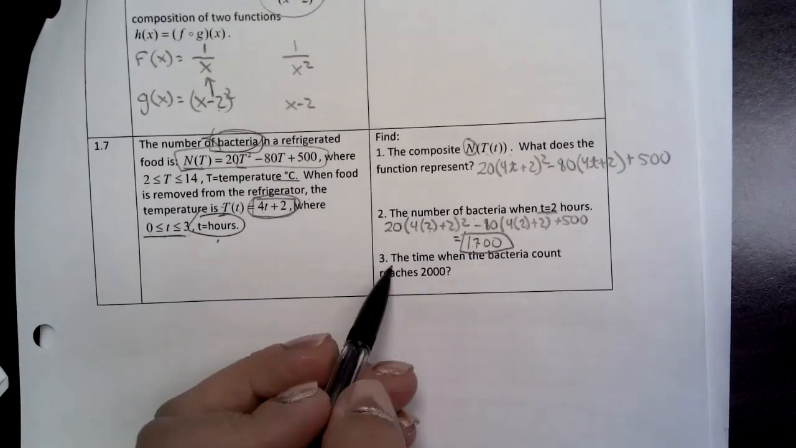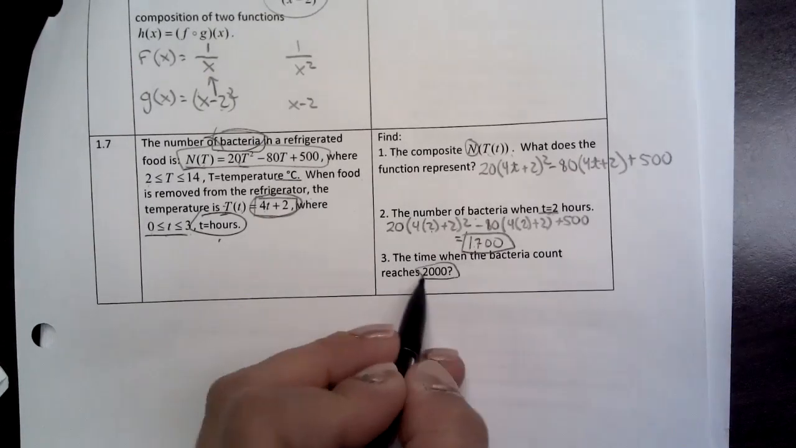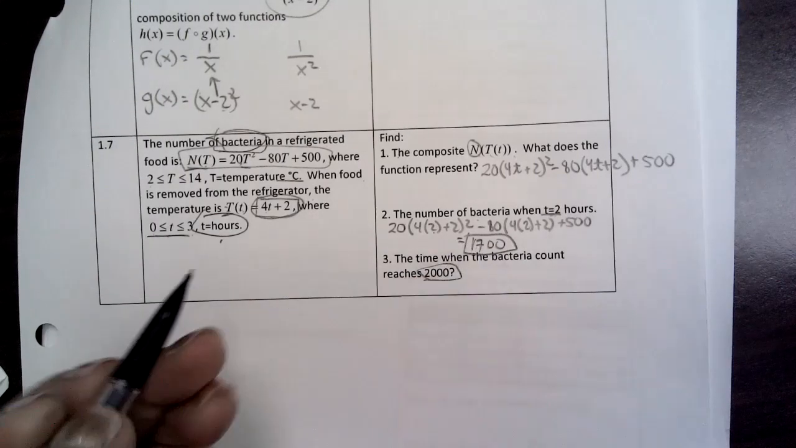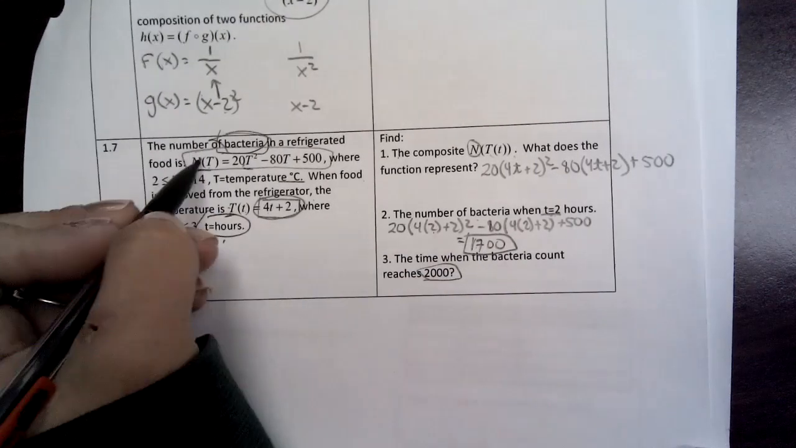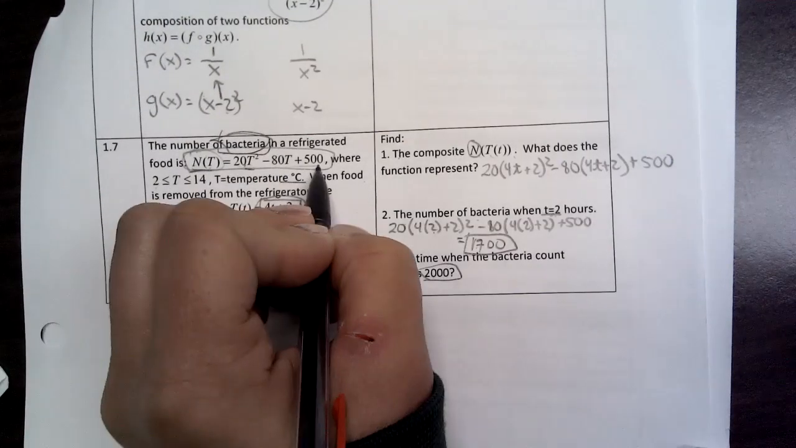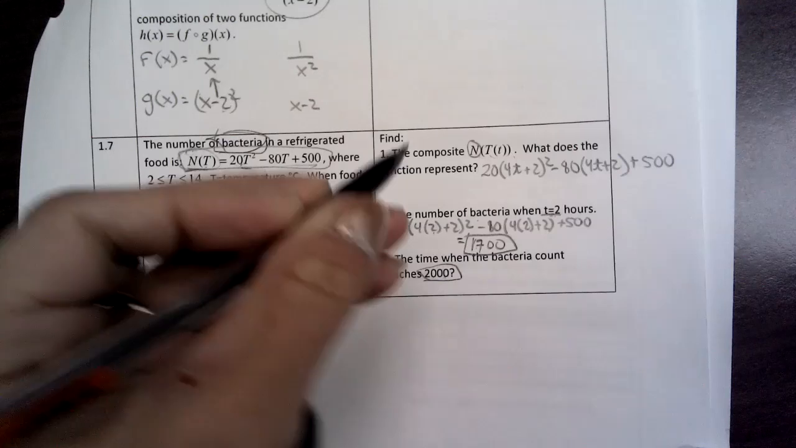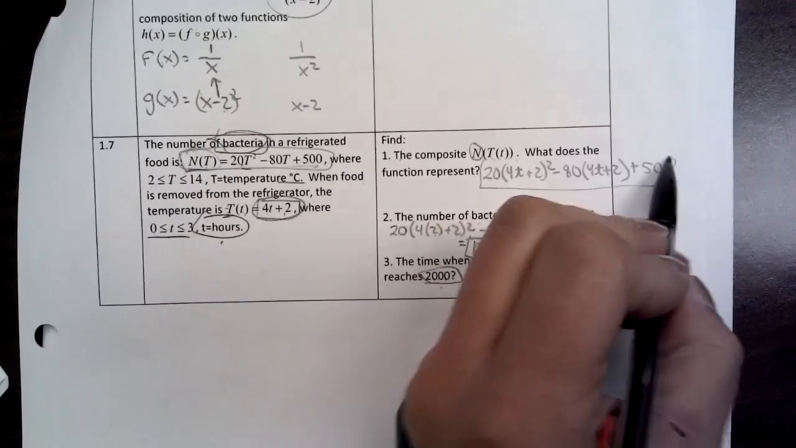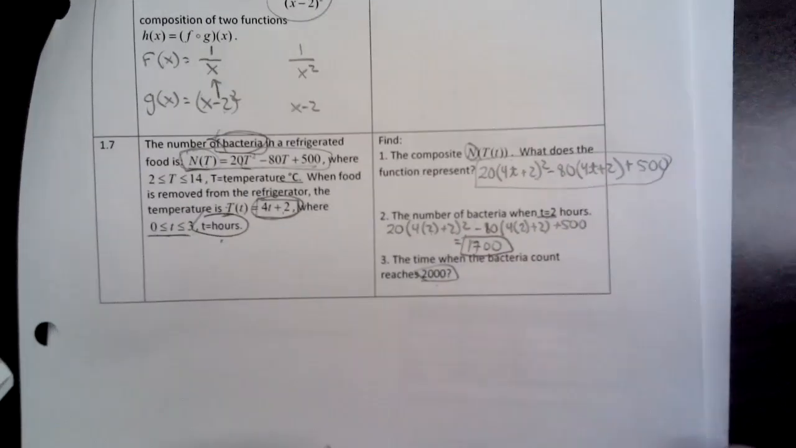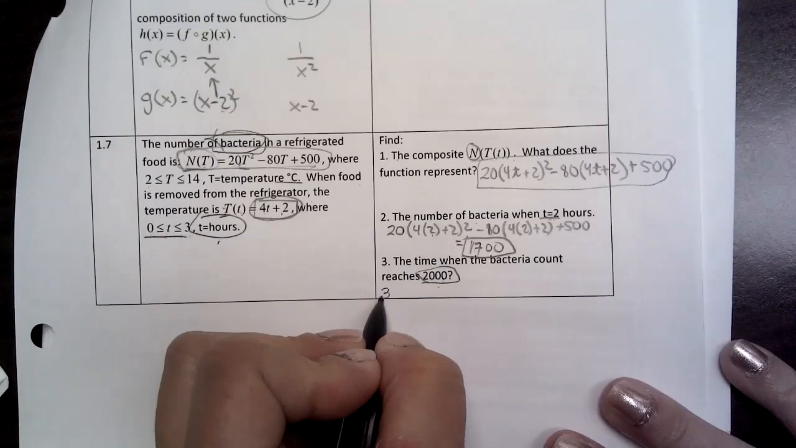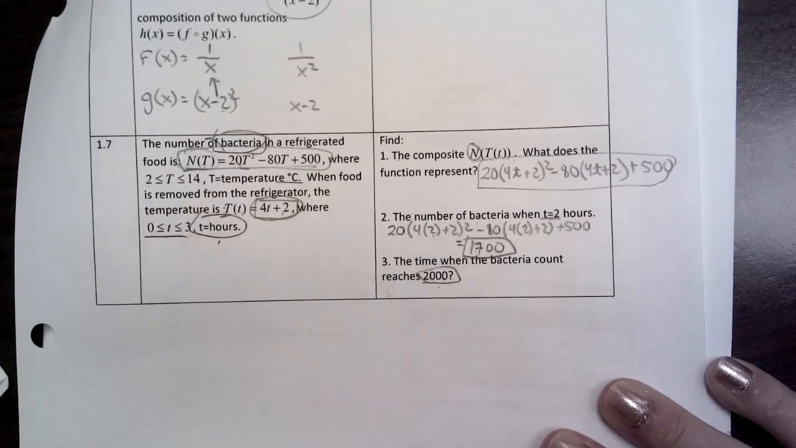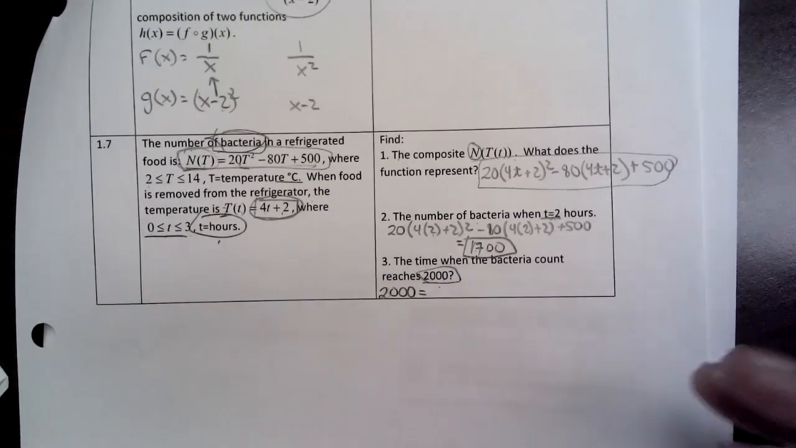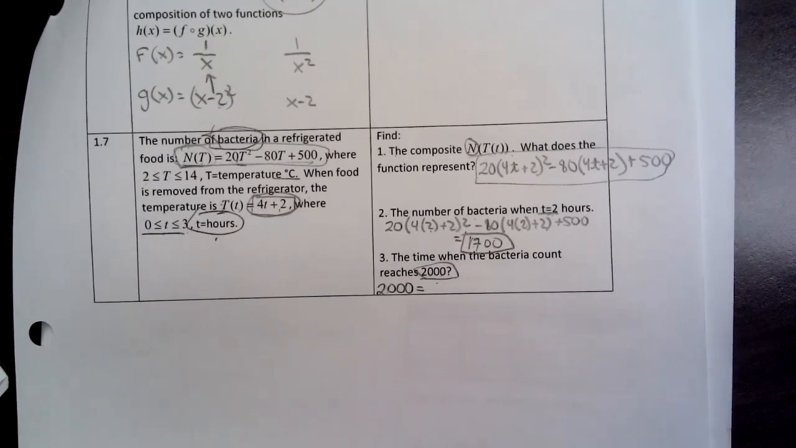So the next question says, well, now what's the time when the bacteria count reaches 2,000? Okay, so I can do two things. I can either plug 2,000 straight into this and solve this first for 2,000, and then plug that into here and solve it. Or I can simplify this piece and just plug it in. But regardless, I have to set it equal to, not 3,000, I have to set it equal to 2,000. So 2,000 is going to equal all of this stuff that I have.